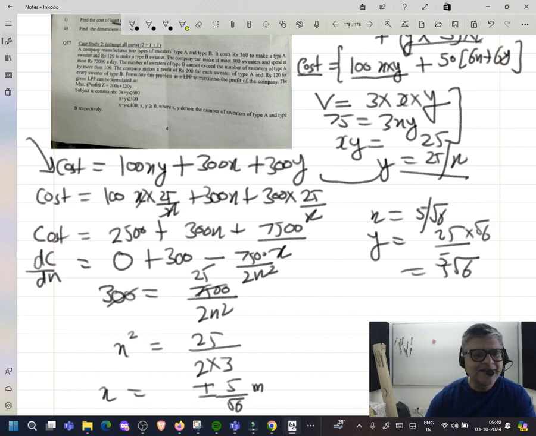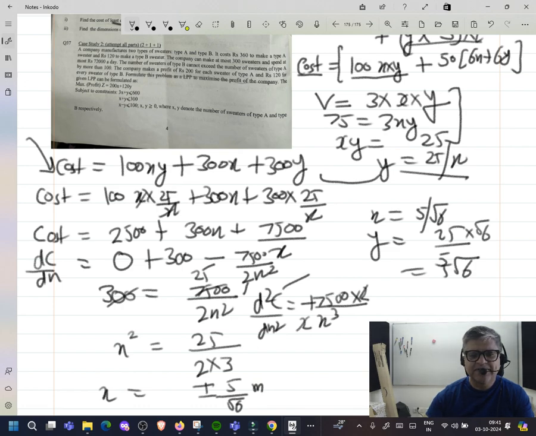Okay. If I take a double derivative also of this equation, d square C by dx square is equal to minus 7500, this will become plus, and into 2 divided by x cube divided by 2, right? This 2 gets cancelled, and if you put a positive value of x, the double derivative will be positive, which means this x corresponds to least cost. So if we keep the dimension as this and this, the cost is going to be the least.